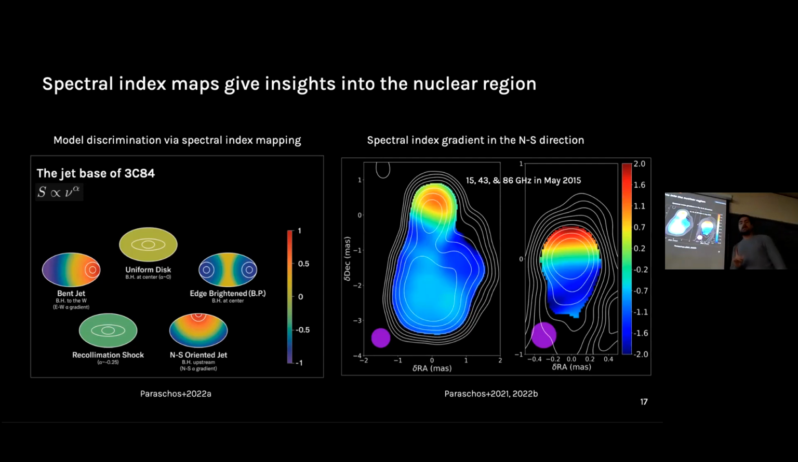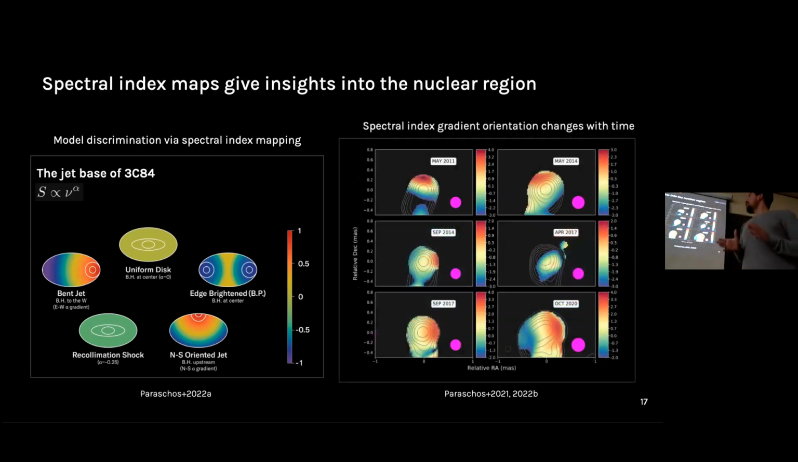But this is just one epoch. So we wanted to see how this behaves in other epochs. We had data at both 43 and 60 gigahertz over 10 years. And here I'm showing where it was possible to actually do spectral index maps. As you can see in the 6 epochs, we again robustly detect the spectral index gradient, but it seems to turn with time. So it seems to start out in the north-south direction, but then it seems to turn into a more east-west kind of orientation. And this might point to the fact that there is jet rotation.